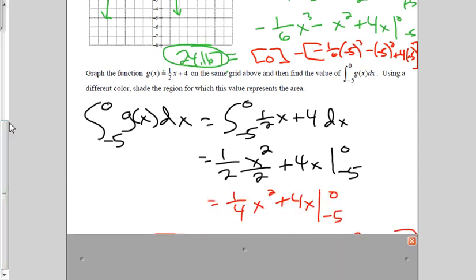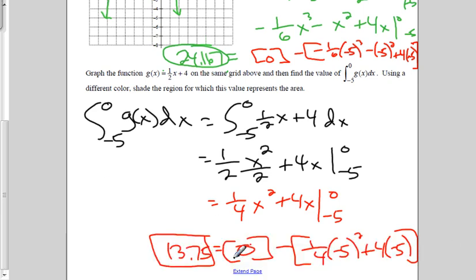Okay, let's simplify, and now I can evaluate. Let's put in those values. Put in 0, so it's going to be 0 minus, let's put negative 5 in everywhere, and then I'm going to get an answer of 13.75.